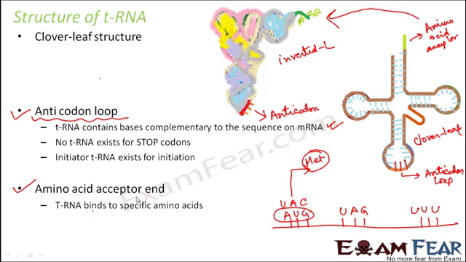So tRNA binds to a specific amino acid. Each tRNA binds to a specific amino acid. One particular tRNA will have one amino acid at its acceptor end. It cannot have more than one amino acid. Please remember that at least one tRNA has to exist for one amino acid. There can be multiple tRNAs existing for one amino acid, but at least one has to be there.